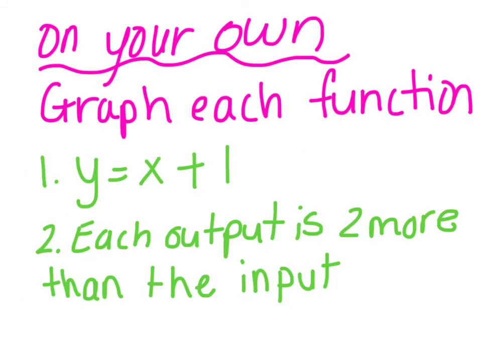And now here are 2 On Your Own questions. You need to graph each function. The first one is y equals x plus 1. The second one is each output is 2 more than the input. So first you need to write the equation and then graph it. And remember that before graphing it, you need to make an input-output table to get your outputs and then be able to write the ordered pairs. And I would like to see all of that work in the On Your Own box.